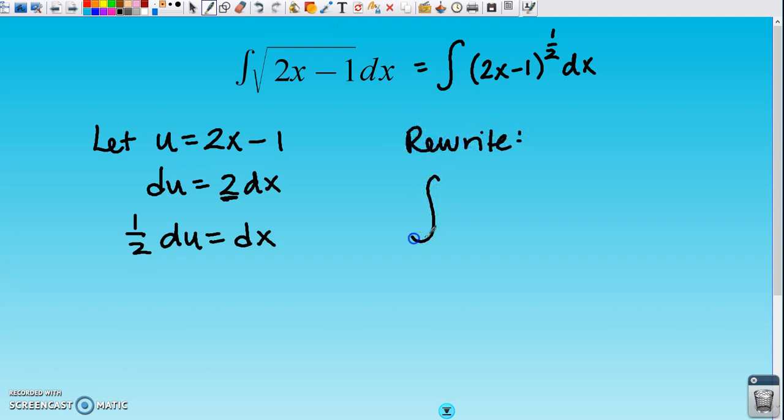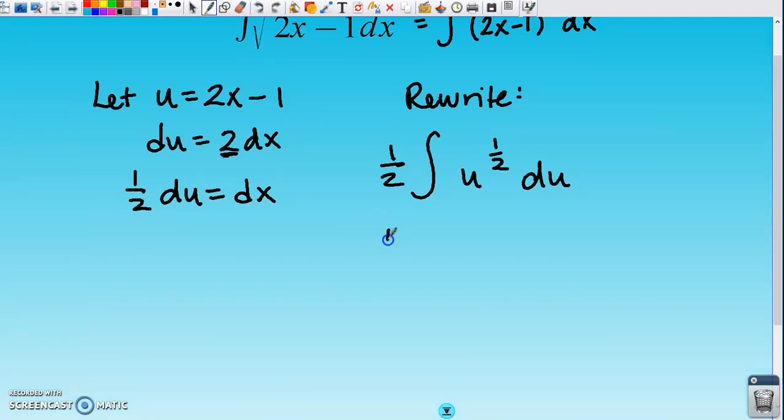process. I'm going to say the integral of u to the 1/2. Now I know I'm going to put 1/2 du, and like last time, the 1/2 just moves out front. I'm just going to do that now. So now I have 1/2 the integral of u to the 1/2 du. So I've rewritten everything in terms of u that was originally in terms of x. So now I integrate like normal.